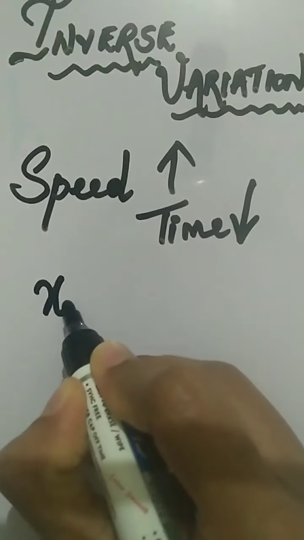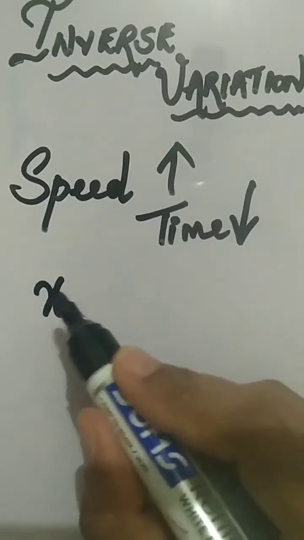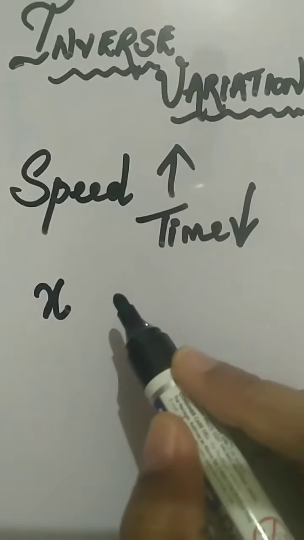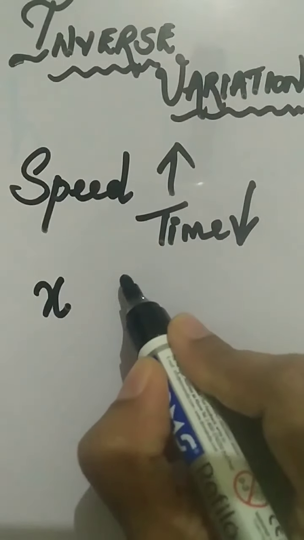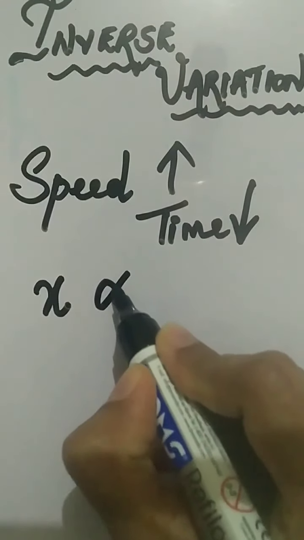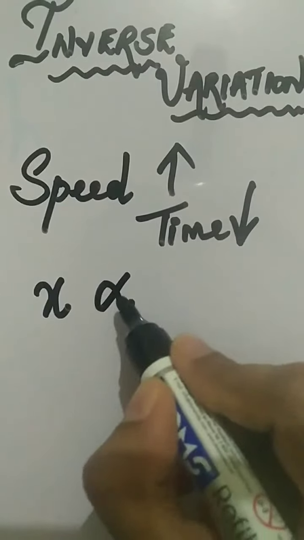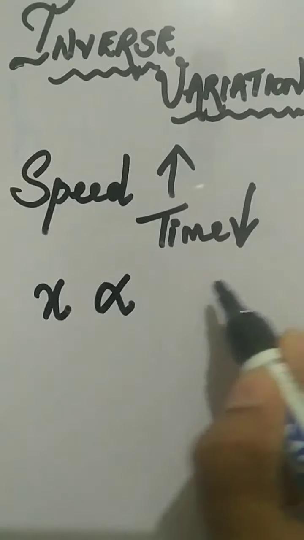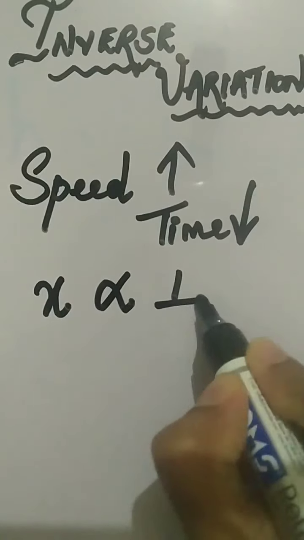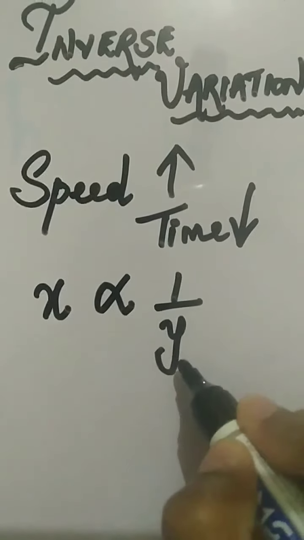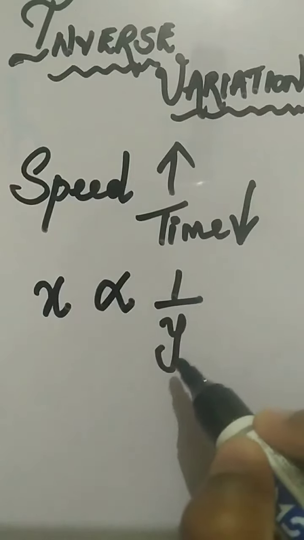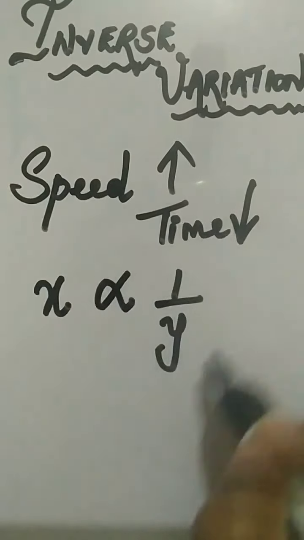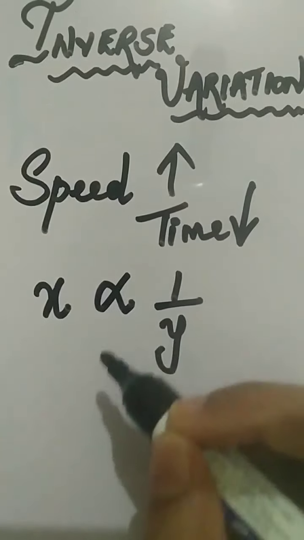Now, let us consider a quantity x which varies inversely to y. How will you show it symbolically? Inverse variation is written in this way. X varies, now this is for direct. How will you show that it is inverse? You will write 1 upon y. If you write 1 upon y, then you have stated inverse variation.